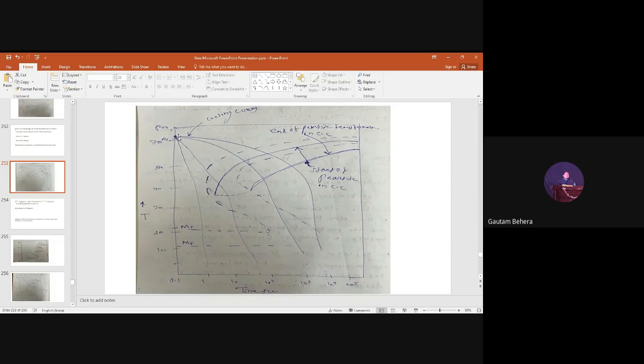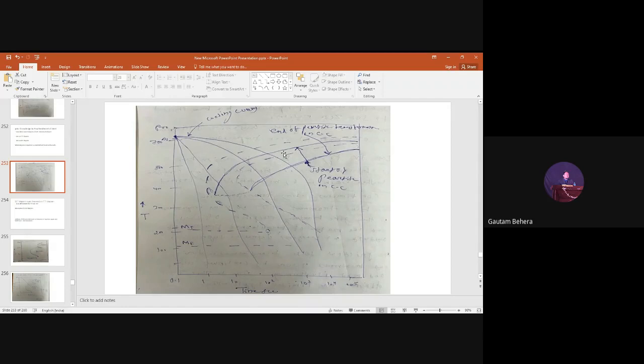You should not confuse these lines, from this top line to this line, with the TTT and CCT. These lines are nothing but the cooling curves. Cooling curves show the change in temperature with time. And these curves are nothing but the start temperature and finish temperature. It is okay now?